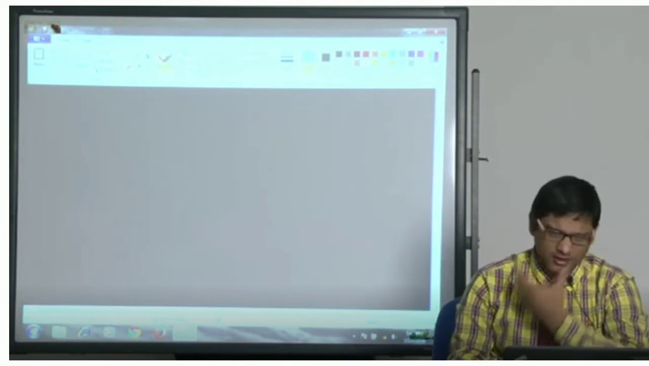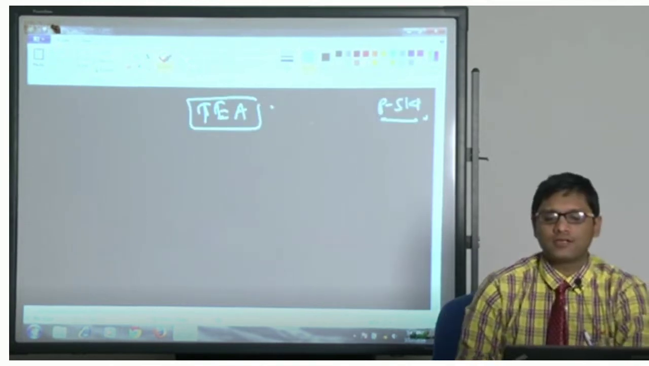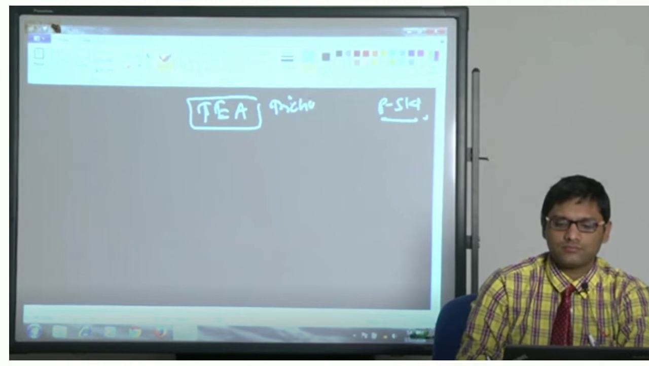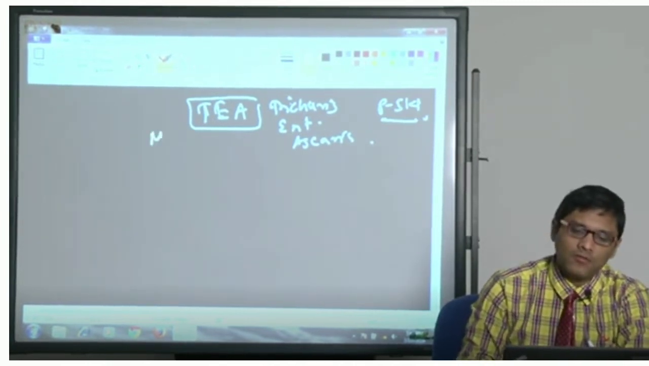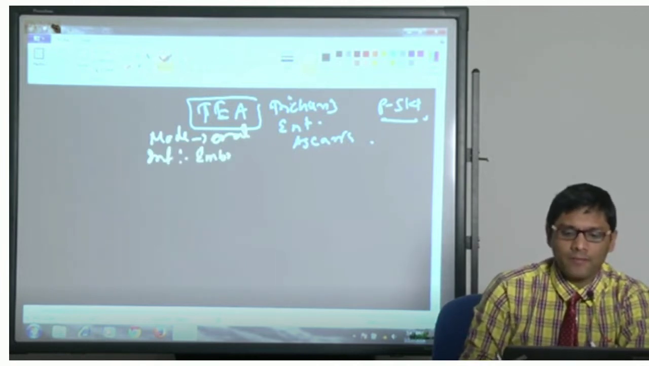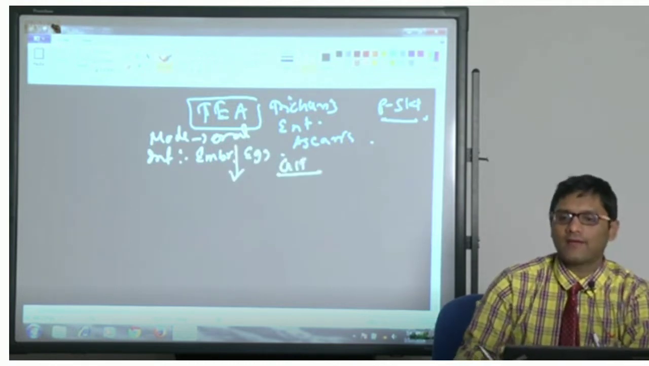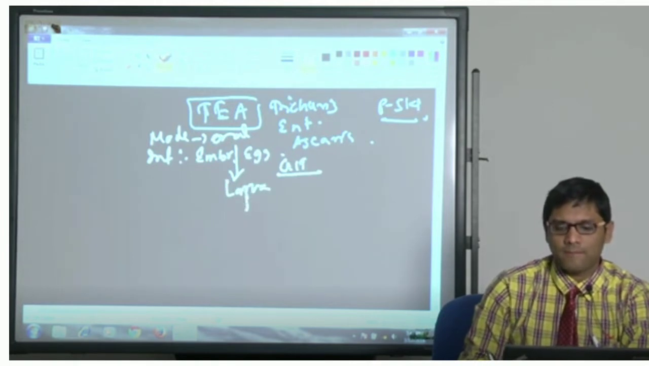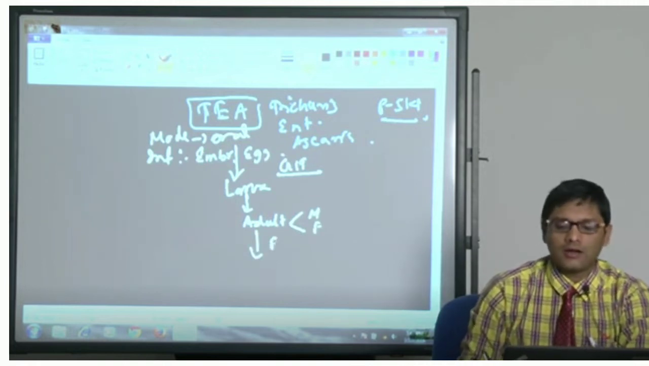So, let us discuss the life cycle. Life cycle of T cycle we will discuss together. T stands for Trichuris, Enterobius and Ascaris. All these three we are discussing together because the mode of transmission is oral, and the infective form is the same, that is embryonated egg. So, when you take embryonated egg in the GIT, egg will become larva, larva gradually will become adult, adults are male and female, they undergo cross fertilization to produce egg.